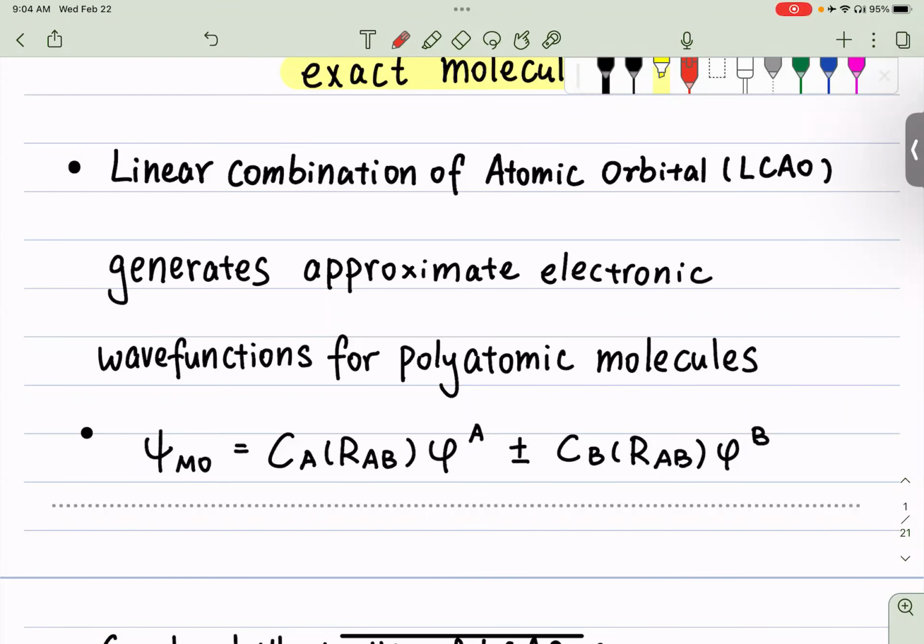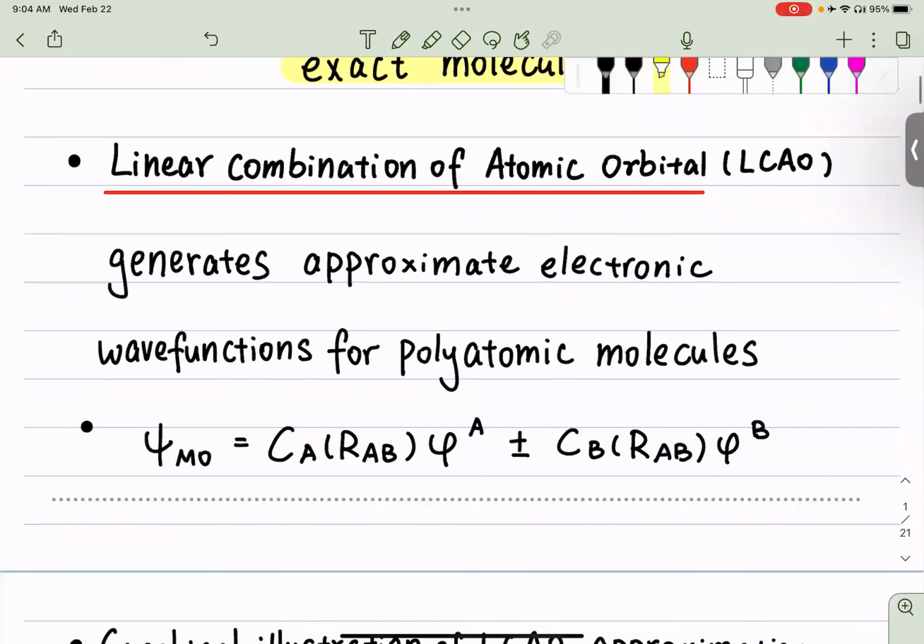Okay, so the first quantum mechanics bonding theory is called linear combination of atomic orbitals. Just as its name reads, what we're doing here is taking the linear combination of different atomic orbitals to give an estimate of what the molecular orbital looks like. So here's what it looks like, right? We have phi MO. This is the molecular wave function of the molecule of interest.